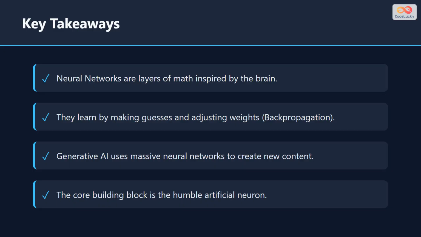To wrap up, remember these key points. Neural networks are mathematical layers inspired by biology. They learn by minimizing error through backpropagation. And while modern generative AI models are huge and complex, they are all built upon the humble artificial neuron we explored today.